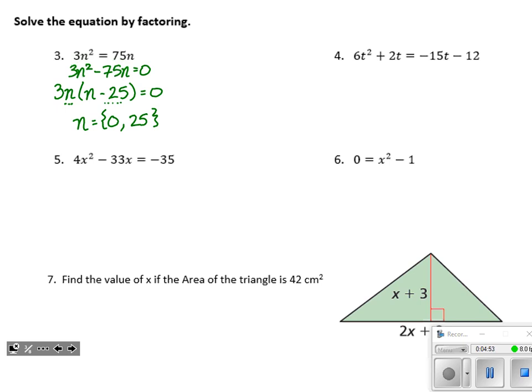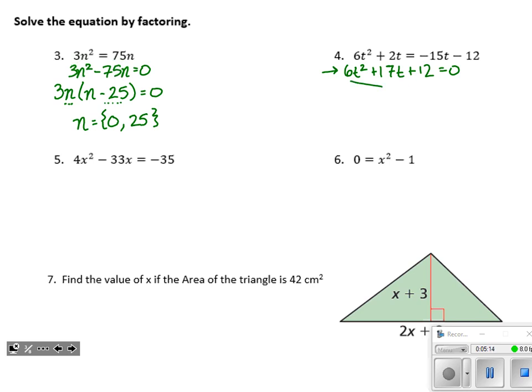For problem number 4, here again, let's get it set equal to 0. 6t squared, I'm going to add over 15t, and I'm going to add over 12 to get that set equal to 0 first. And we do have a leading coefficient that is not 1, and I am unable to take a greatest common factor. I can't divide both sides by a number and have it come out cleanly.